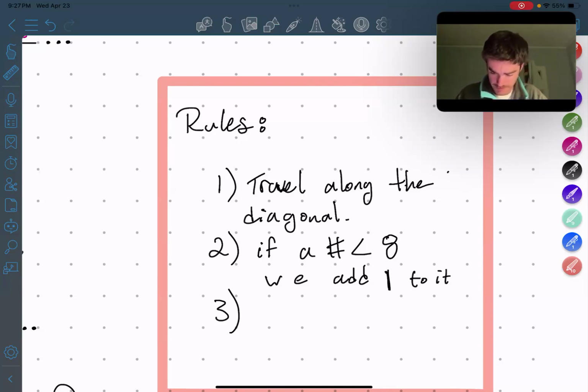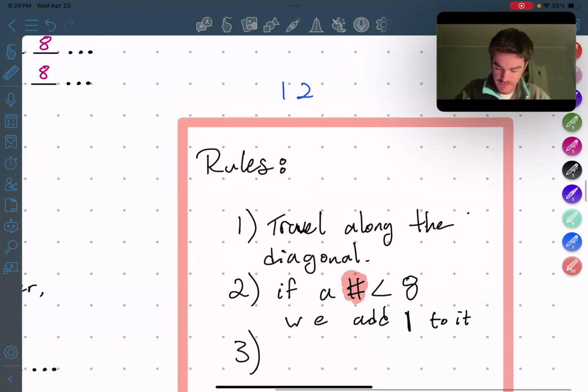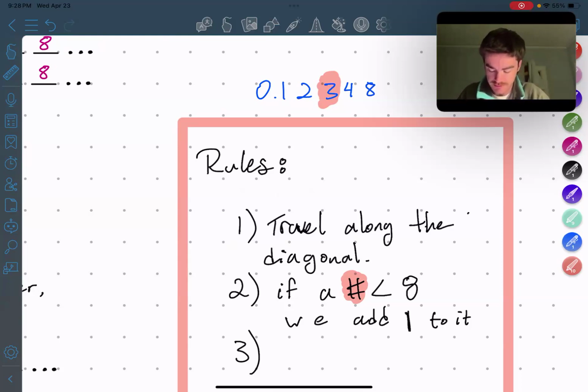And by a number, I should be a little more specific. I'm talking about a number in a digit space, something like 1, 2, 3, 4, 8. If I encounter this and consider it the number I'm looking at, that's less than 8, so I'm going to turn that into a 4, if that makes any sense.